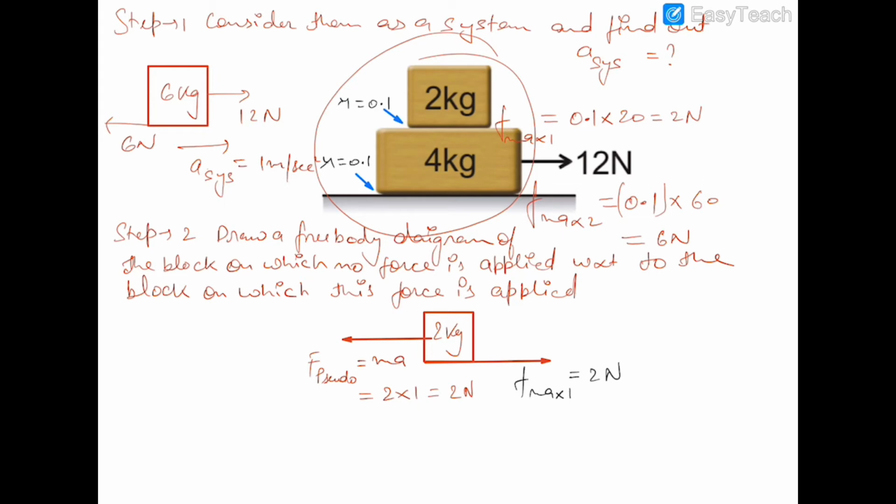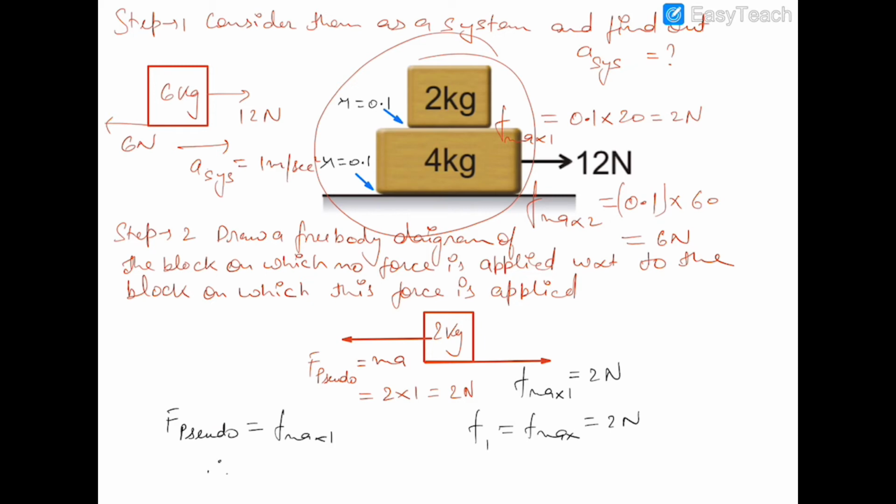So it will try its best to prevent this block from sliding, and in trying that, this friction will balance out the pseudo force, and this friction has a maximum value of 2 newton, which is sufficient to balance out this pseudo force, which is also 2 newtons. So we can say that this friction acting between 2 kg and 4 kg will be equal to the maximum friction, which is 2 newton, and there will be no slipping because F pseudo is equal to F max 1.